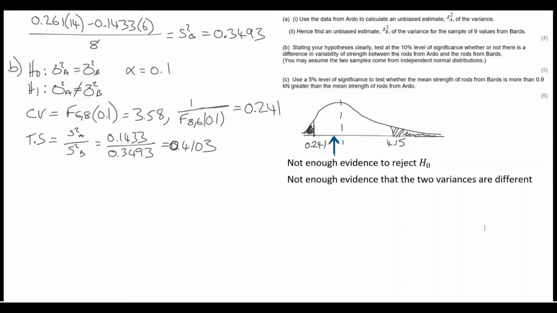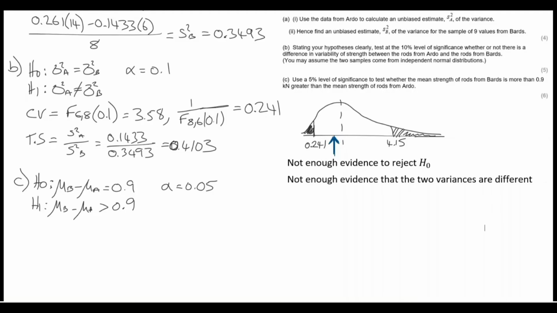So here we're going to do a difference of 2 means hypothesis test. So let's start with the hypotheses. The null hypothesis is that mu b minus mu a is going to equal 0.9, whereas the alternate hypothesis is that that difference is greater than 0.9. Okay, it's a one-tailed test, 5% level of significance, and let's now find our critical value. Now, our sample size is small and we do not know the variance. This means we're going to be using the t-distribution. So let's find the critical value for the t-distribution.